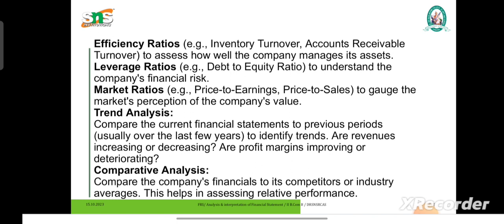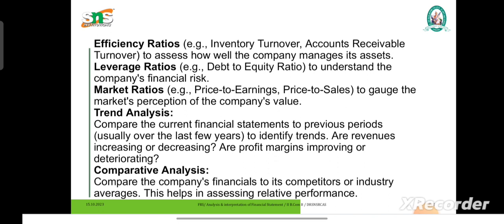Next one is leverage ratio. Example, debt to equity ratio, to understand the company's financial risk. Next one is market ratios. Examples, price to earnings, price to sales, the market perception of the company's value.